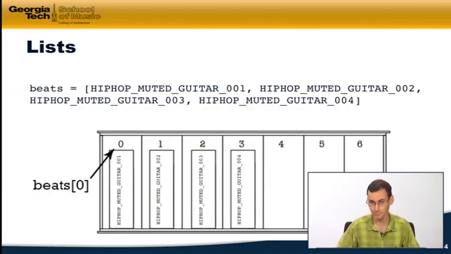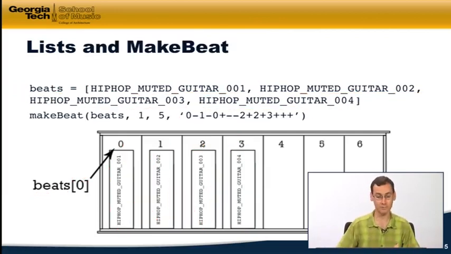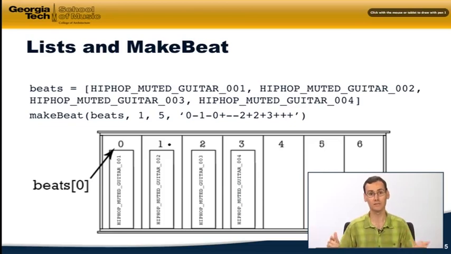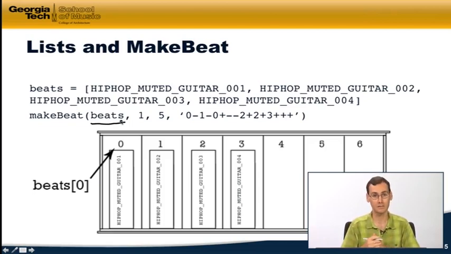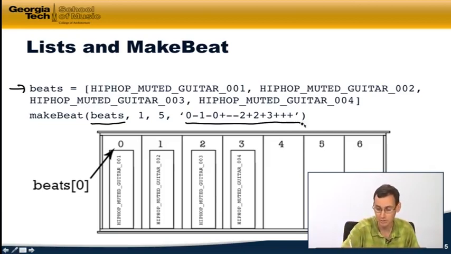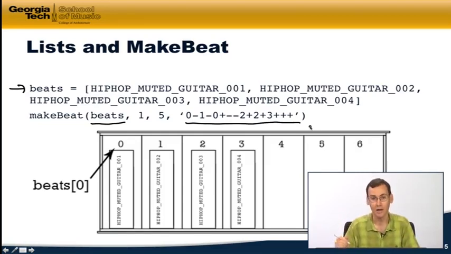So I want to show you one very practical way to use lists, and that's in conjunction with make beat. So I have this list of these hip-hop muted guitar sounds, and then in my call to make beat, two things are a little bit different. First, instead of referencing a single sound, I'm referencing this entire list of beats. I don't just want to use one sound, I want to use this whole list. And then in my beat string, instead of just using 0, plus, and minus, I'm using all the different list indices I want to use.